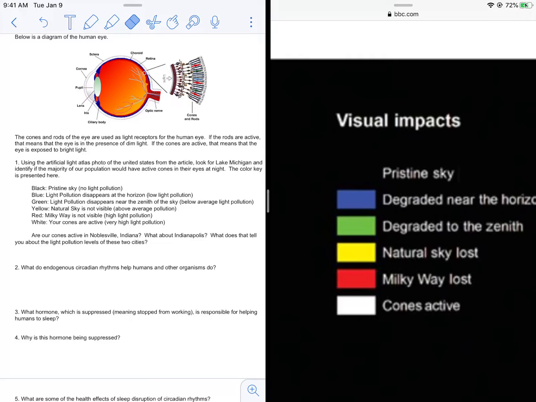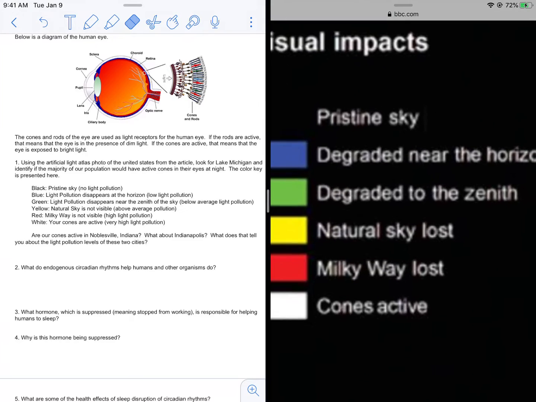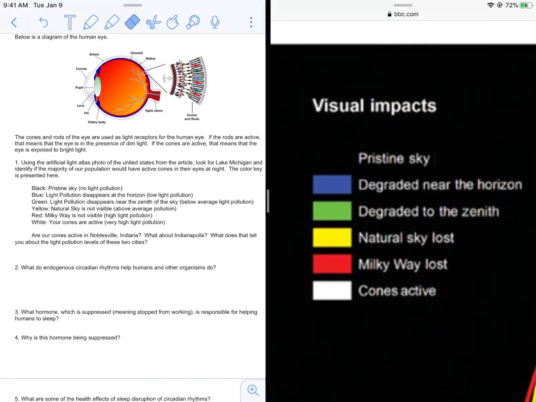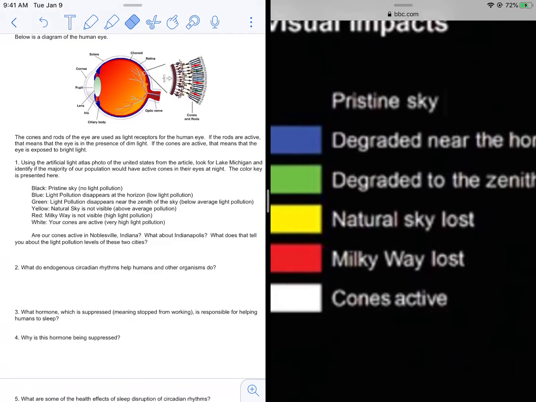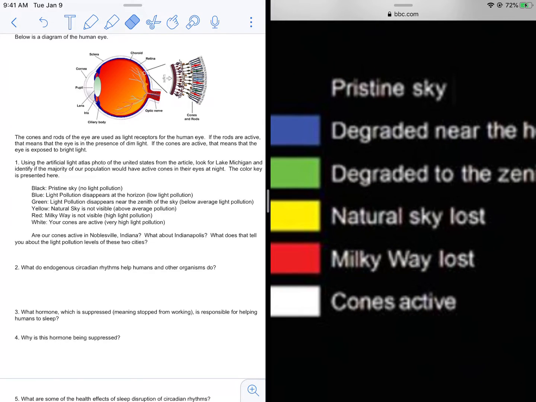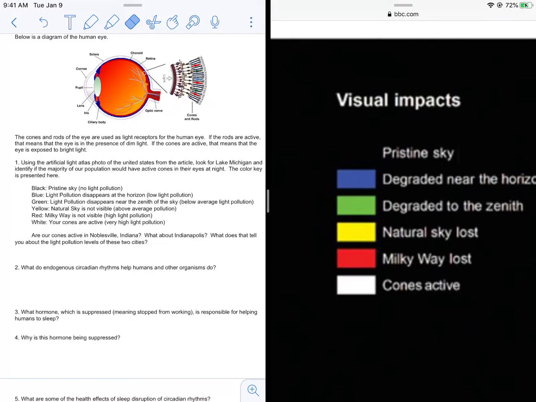Green, more light pollution than blue. Yellow is more than green. Red is more than yellow. And white is very, very high light pollution. Now, what you'll notice is little captions that explain the progression of light pollution in this map. And if it says Milky Way lost, that means that you cannot see the Milky Way galaxy from your vantage point here on Earth. You don't even need a telescope to see it. So if you can't see it because of too much light pollution, that means your light pollution is relatively high.